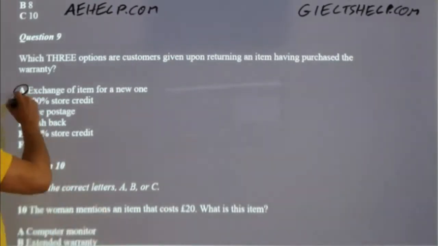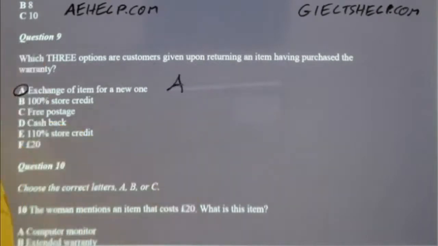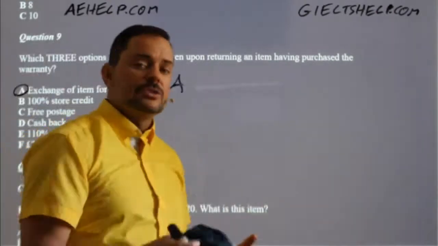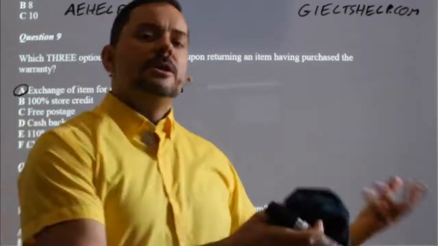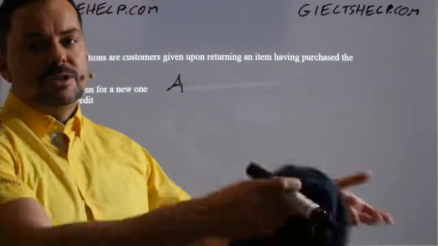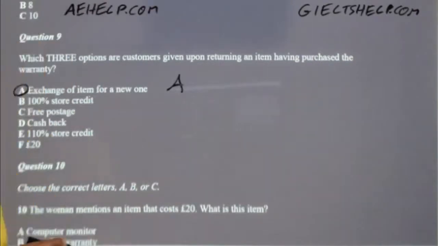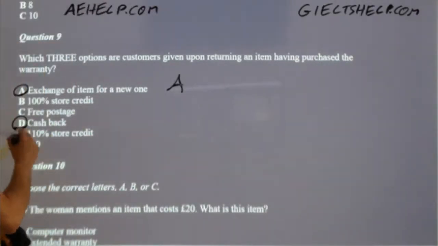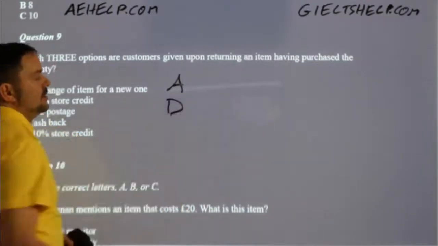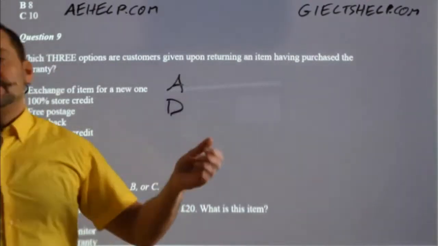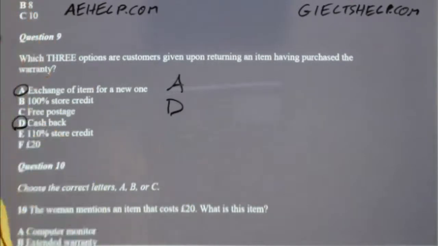So A is 1. Exchange for a new item. So you can take your computer monitor back to the store and say, hey, look, this one isn't working. Please give me a new one. They'll say, no problem. Here's a different new one. Just give that one back. Okay. And then the other one was D, cash back. So they can say, okay, it doesn't work. Here's your money back. You want to go somewhere else and buy the product.